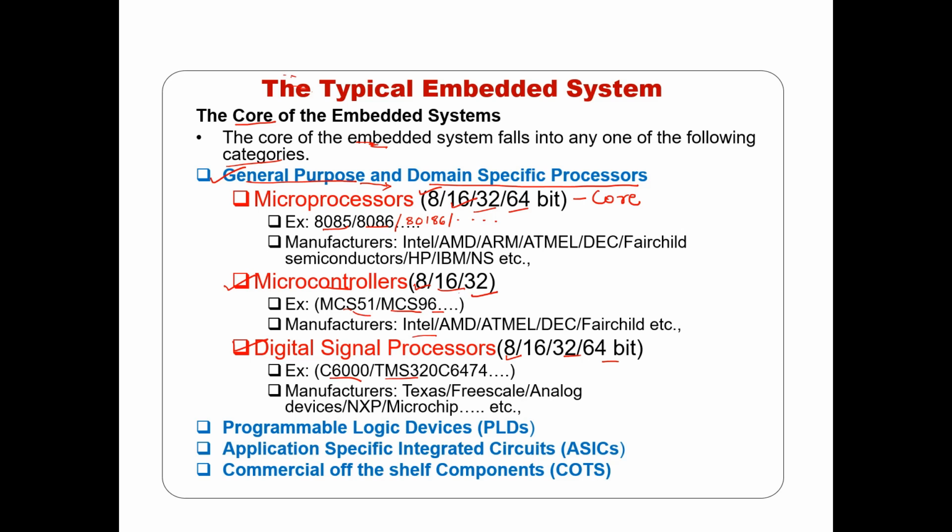The embedded system core can also be designed using another type of device, the programmable logic device, in short the programmable logic devices. The core of an embedded system can even be application specific integrated circuits, so ASICs also. Another type of embedded system which is available is built from commercial off the shelf components.